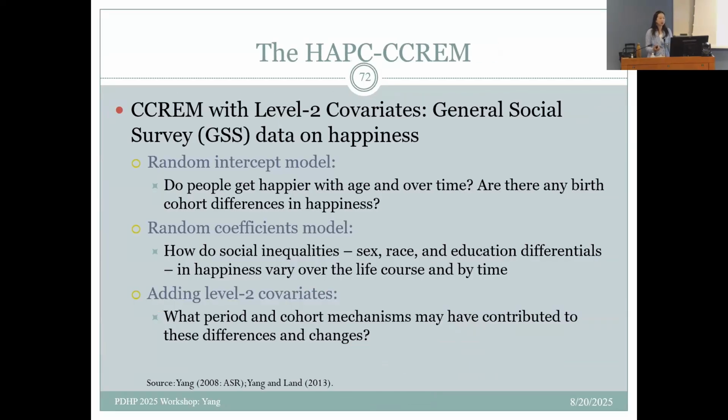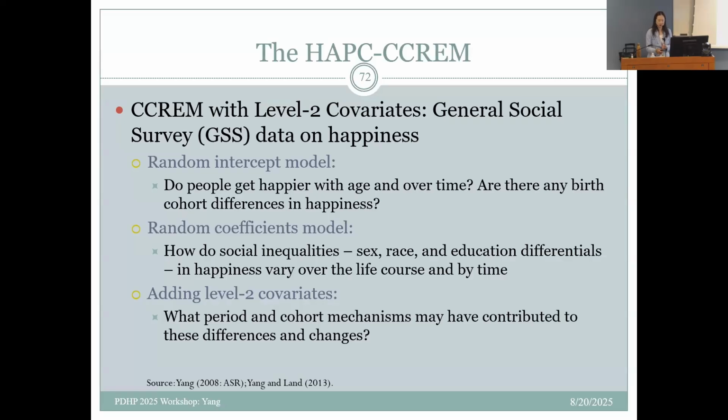And then another extension is adding level 2 covariates. Here, an example that I showed is from the General Social Survey data on happiness, where the random intercept model can be specified by looking at the basic question of, do people get happier with age and over time? Are there any birth cohort differences in happiness? Whereas the random coefficient model can help us address the question, how do social inequalities, such as sex, race, and educational differences in happiness, vary over the life course and by time? And adding level 2 covariates can further help us address what period and cohort mechanisms may have contributed to these differences and changes.